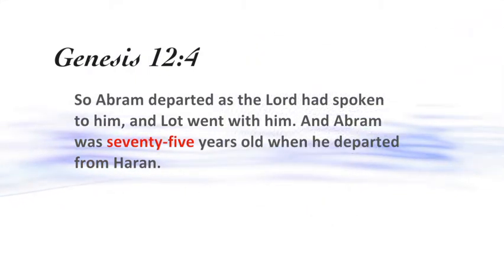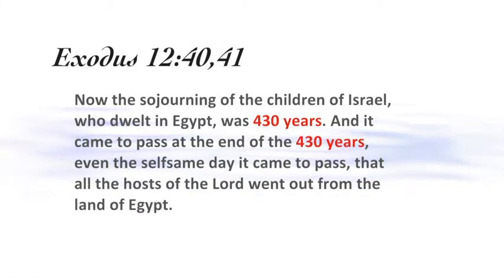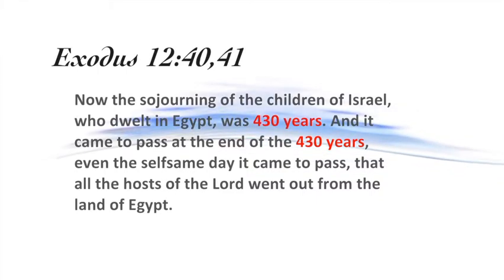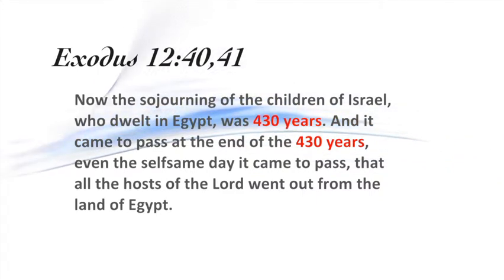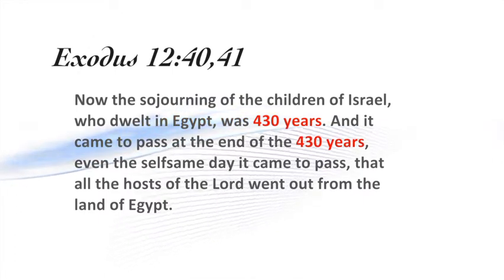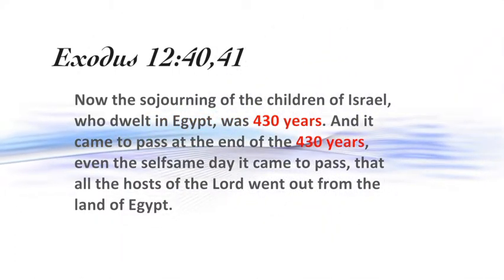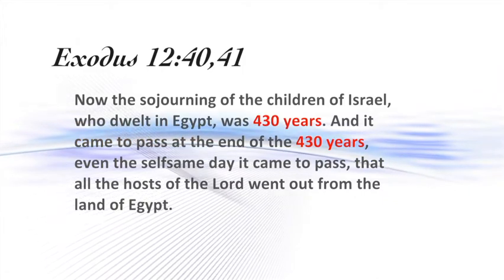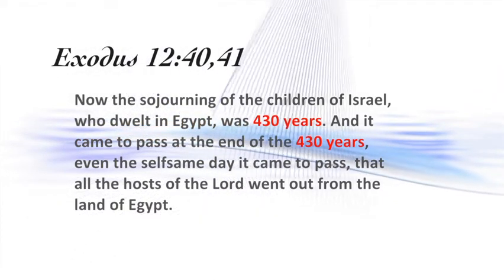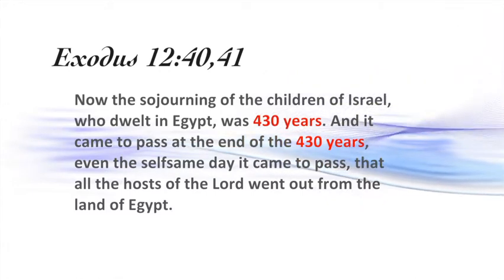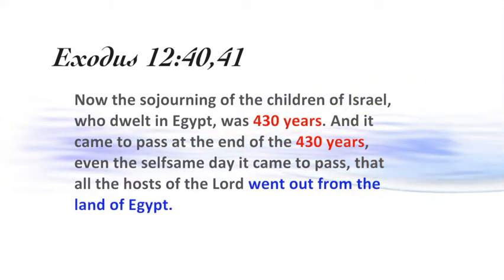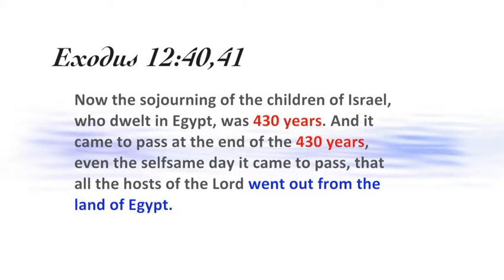This sojourning is described in Exodus 12, verses 40 and 41, which says, "Now the sojourning of the children of Israel who dwelt in Egypt was 430 years. And it came to pass at the end of the 430 years, even the selfsame day, it came to pass that all the hosts of the Lord went out from the land of Egypt." This gives the time of their sojourning until the Exodus, when Israel became a nation in her own right, as 430 years.